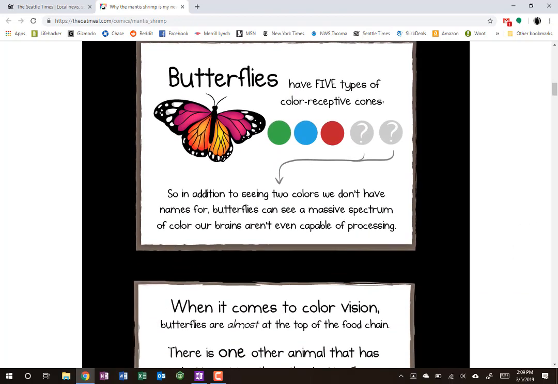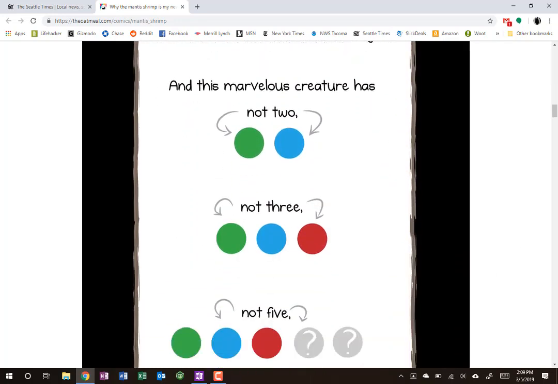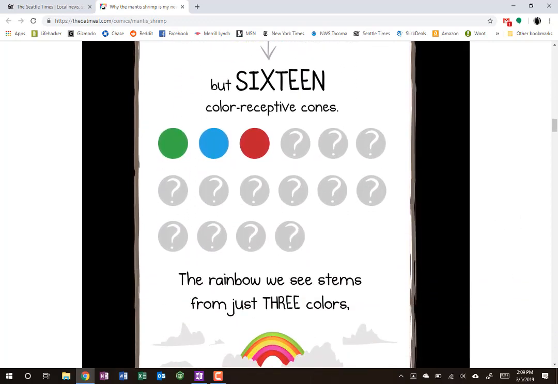They have 3 plus 2 additional ones. The 2 additional ones are thought to be IR, so when they're searching for specific flowers, they can actually look for those wavelengths and then seek out flowers of a certain type. And then the mantis shrimp has not 2, not 3, not 5 like a butterfly, but 16 different color receptors. So as far as we know, it's the world record holder for different types of photoreceptors.